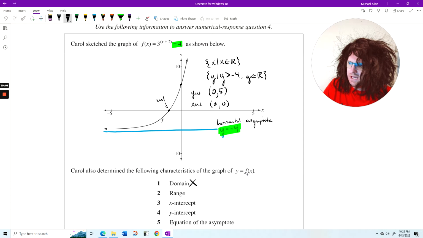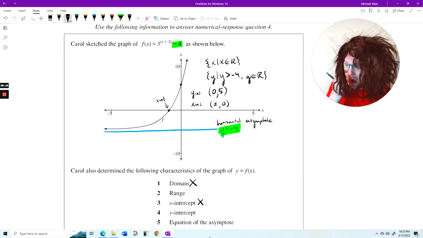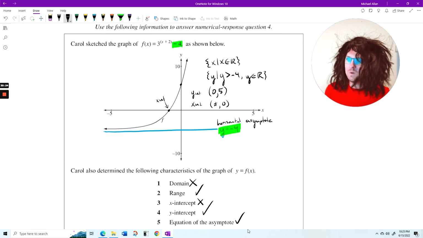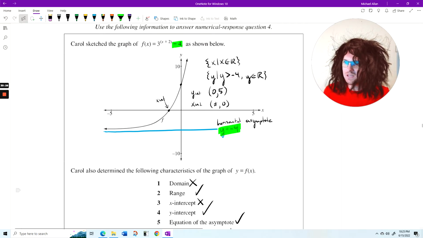Why would it change? X-intercepts, no, not going to change because they're x-intercepts, right? Horizontal stuff would change that. But everything else has a y in it. The range has a y value in it. The y-intercept is a y value. The horizontal asymptote is y equals negative 4. If that was 0, if the horizontal asymptote was 0, then it wouldn't be affected. But in this case, because it's a number and it gets multiplied by a, it's going to be whatever negative 4 times a is.